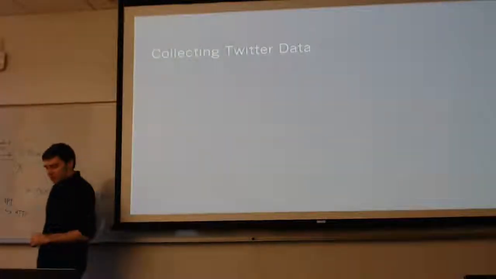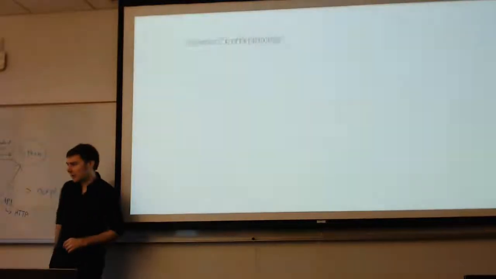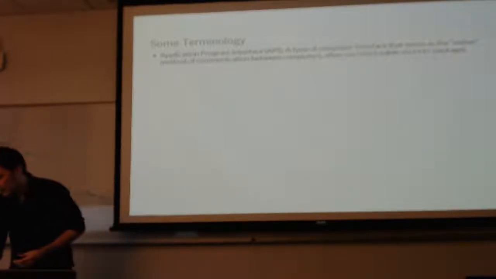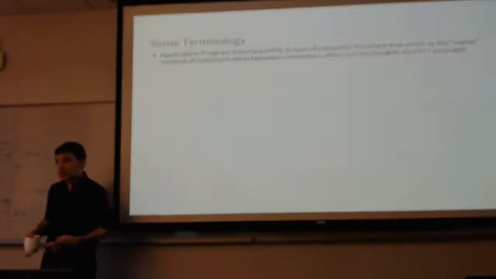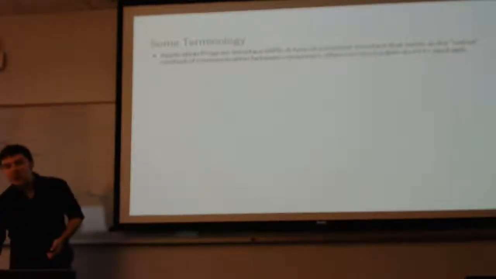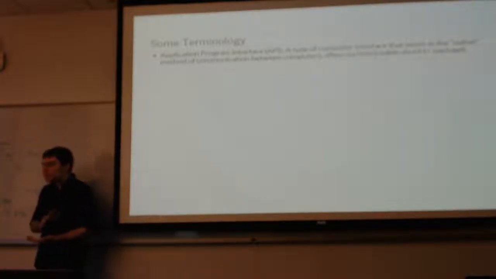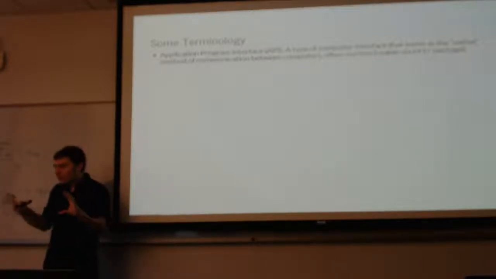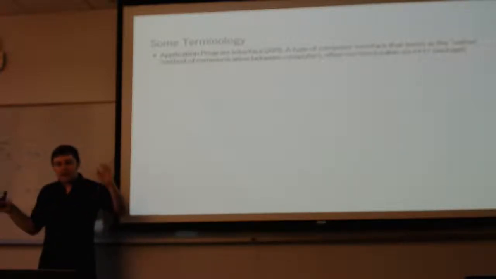So we're going to start by talking about collecting Twitter data. And to do that, I've got some terminology first. The first thing I want you to know, and that you're going to hear a lot of if you continue to do anything with social media and also generally interfacing with any kind of online stuff, is the term API, which stands for Application Program Interface or Application Programming Interface. What the API is can be thought of as an interface that exists as a way of allowing a computer to communicate with something else.